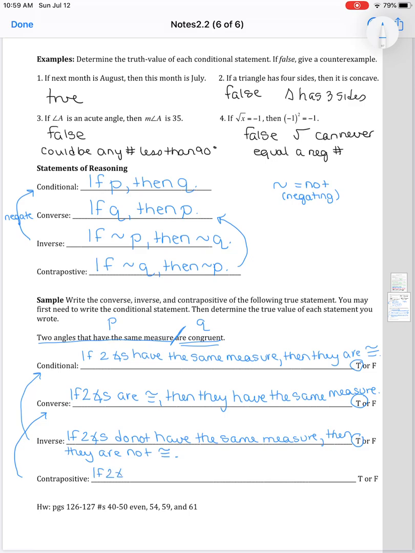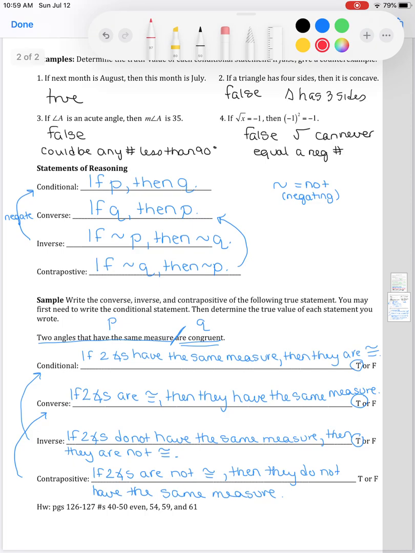Now the contrapositive relates to the converse and it does something very similar. Or you can flip the inverse basically. So if two angles are not congruent, then they do not have the same measure.